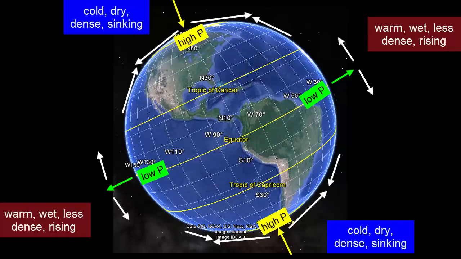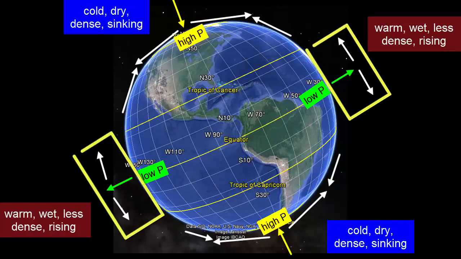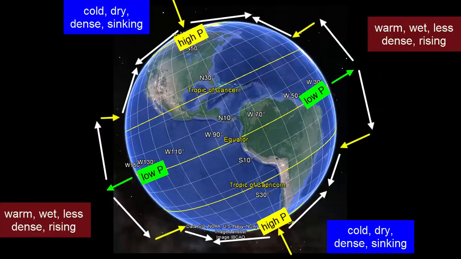More about this later. What happens to the air that's spreading out in the upper atmosphere and moves away from the equator? Because of its rising, it has cooled and lost a lot of water. As it continues to move away, it's deflected right or left due to the Coriolis effect, and it continues to cool and lose water. Once it has made it to about 30 degrees north and south, it is now so cold and dry that it's denser than the air around it, and it sinks.